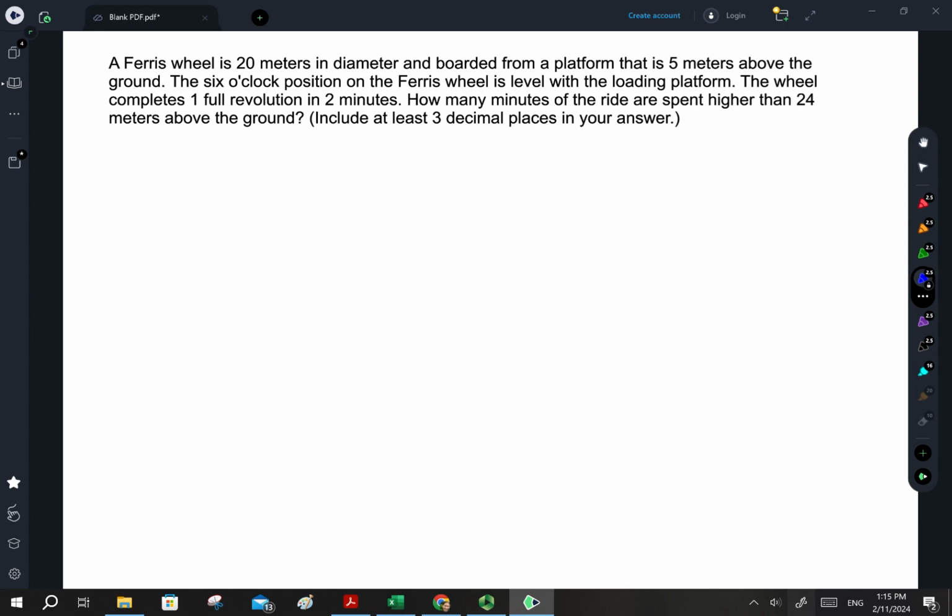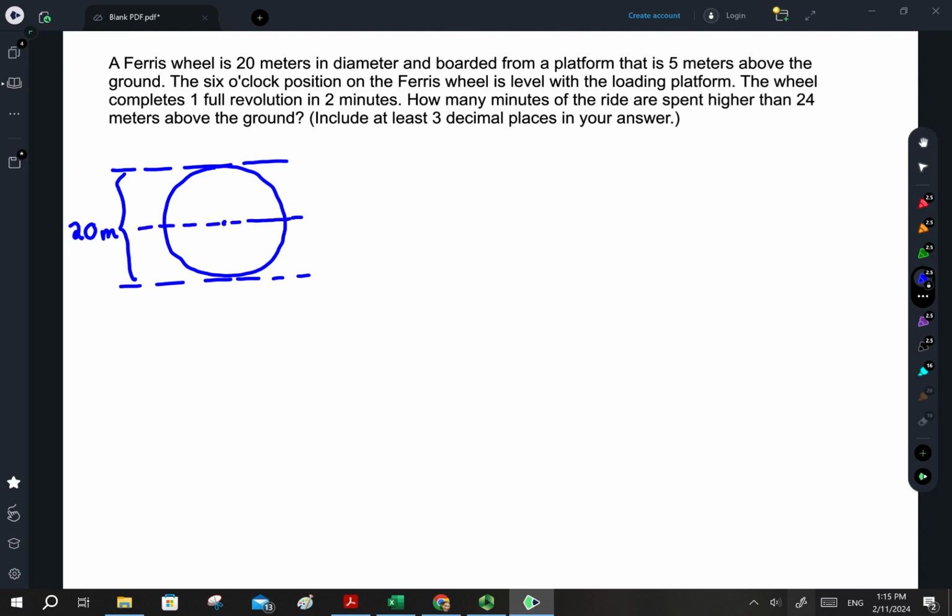So the first thing I'm going to do is draw a diagram of what this situation looks like. So the Ferris wheel is 20 meters in diameter. So I'll draw a circle where the distance from the top of the circle to the bottom of the circle, which would be the diameter, is 20 meters. And while I'm at it, since the radius is half of the diameter, that means the distance from the middle of the wheel to the top or the middle of the wheel to the bottom is 10 meters.